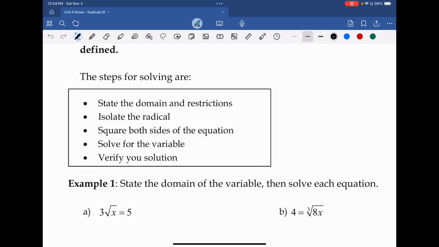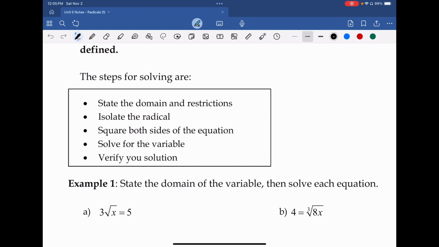Now, the steps that are involved in solving radical equations are the following. First of all, we want to state the domain or the restrictions for x, because in most cases, we need to make sure that the radical is actually going to produce a real number. Otherwise, we're going to be in the complex field, and we don't want that. The next step is going to be to isolate the radical on the one side, square both sides so that we can get rid of the radical, then solve for the variable, and make sure to verify your solution, which just basically means plug that x value back in, see if it's equal.